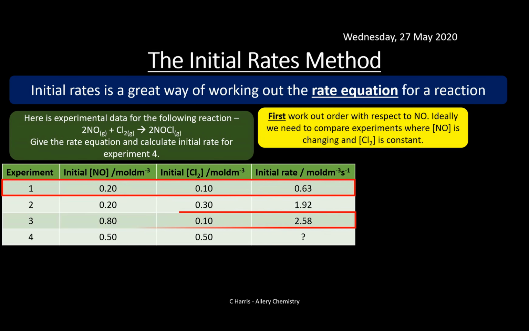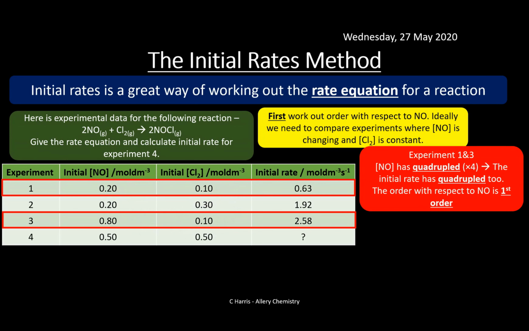The experiments we're looking at here are experiments 1 and 3. The reason we're picking 1 and 3 is really simple: the concentration of NO is changing here, going from 0.2 to 0.8, but the concentration of chlorine is remaining the same, as you can see there. You've got 0.1 to 0.1, so any change in rate has got to be because of NO, not because of Cl2, because that's remaining constant.